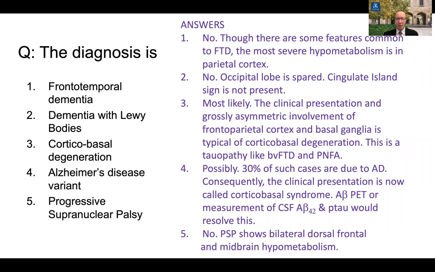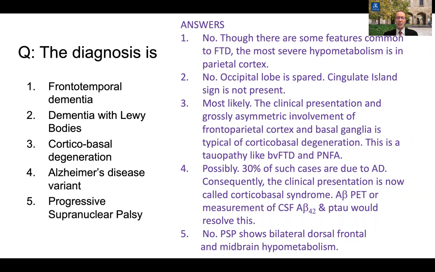Now, this is a tauopathy, and so it does have overlap features with behavioural variant of frontotemporal dementia and progressive non-fluent aphasia, which are also often tau-based. So it's not surprising that we're seeing a bit of a mix of features here on the FDG PET. Could this be an Alzheimer's disease variant? Well, possibly.